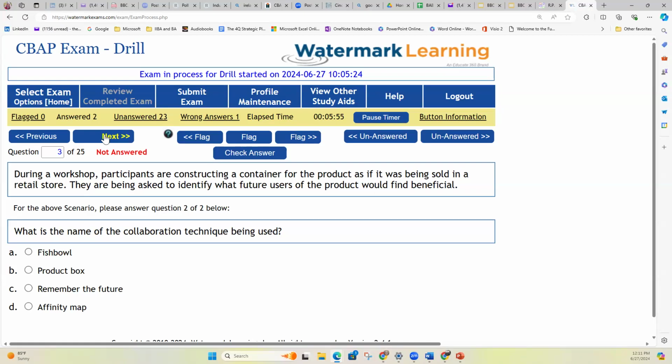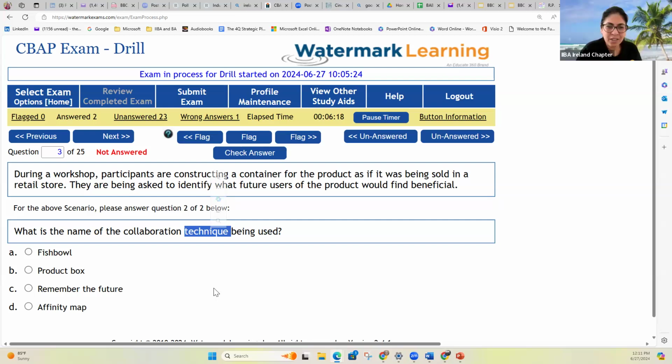During a workshop, participants are constructing... I'm sorry, this is the same one. Second question on this: what is the name of the collaboration technique being used? Is this a fishbowl, a product box, a remember the future, or an affinity map? So you need to know the name of the technique. Some of these are not even in the BABOK. Can you tell me which one is not in the BABOK?